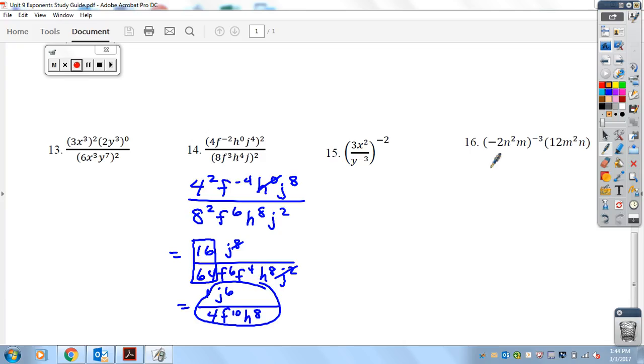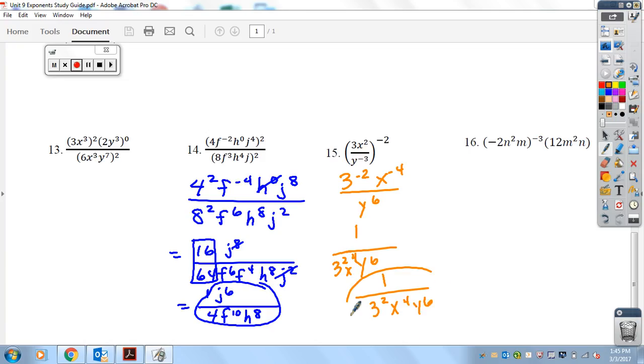Number 15, you could rearrange this and move it up, and then quote-unquote distribute, or you can quote-unquote distribute, and then go from there. I'm going to quote-unquote distribute first. 3 to the negative 2, x to the negative 4, over y to the positive 6 now. Is that positive? That means it stays. What's going to happen is, since this is negative, it will move to the bottom, and now it's positive. This will also move to the bottom, and now it's positive. And a 1 remains on top. So to clean it up a little bit, it's 3 squared, or 9, x to the 4th, y to the 6th, 1 over that denominator.